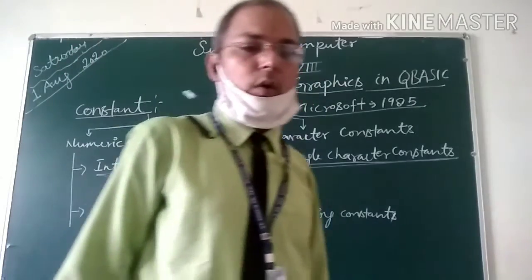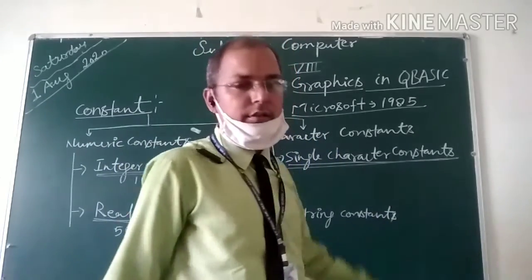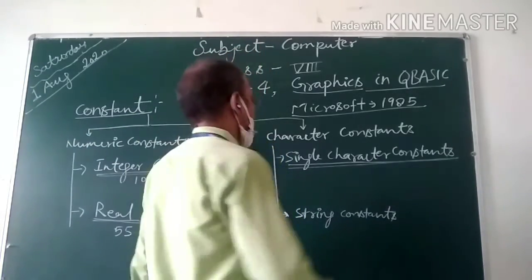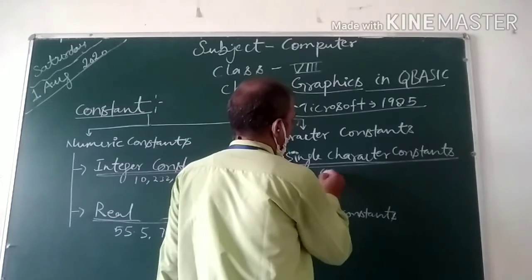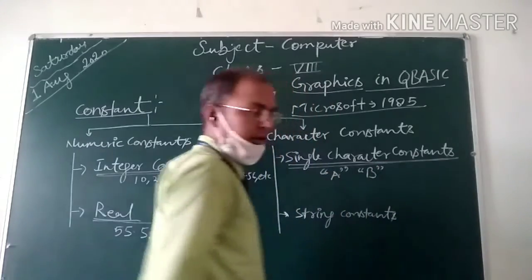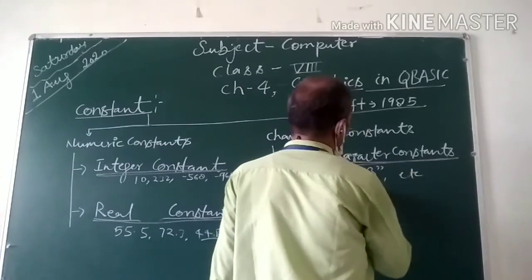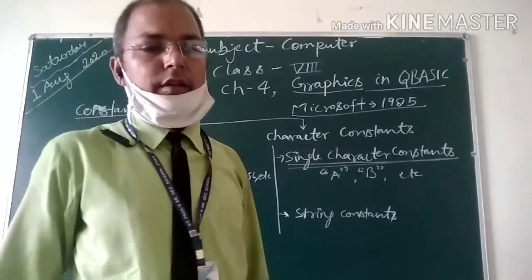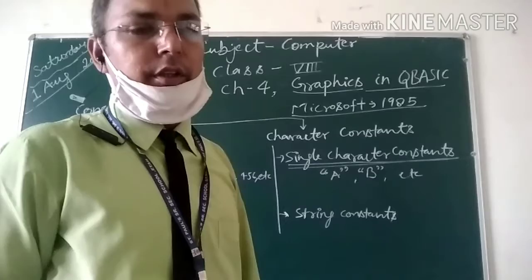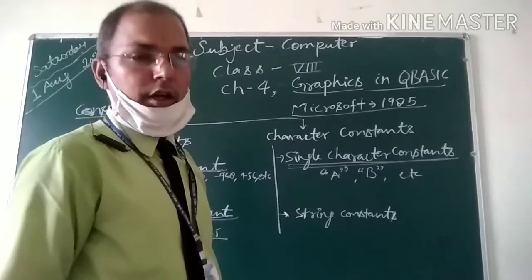A single character constant consists of a single character enclosed in double quotes. For example, a single character enclosed in double quotes. String constant is a sequence of characters enclosed within double quotes. For example, "Hello friends", enclosed with the double quotes. It consists of a sequence of characters.